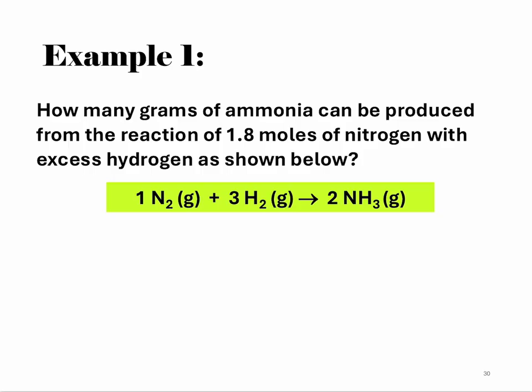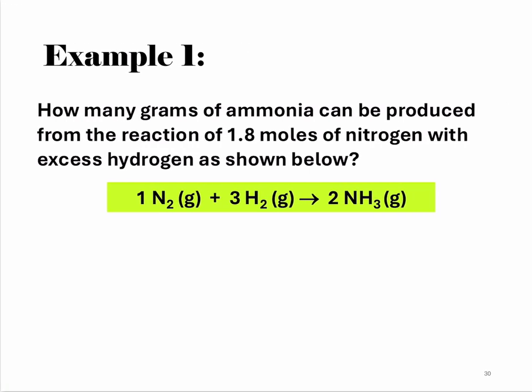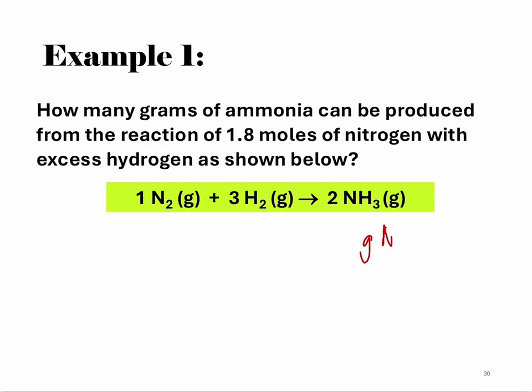So using the same chemical equation, how many grams of ammonia can be produced from the reaction of 1.8 moles of nitrogen? Right? So what are we being asked to solve for here? Grams of ammonia. We want grams of ammonia, right? And what are we given? Moles of nitrogen. Moles of N2. We're given the moles of one compound. We want to solve for the grams.